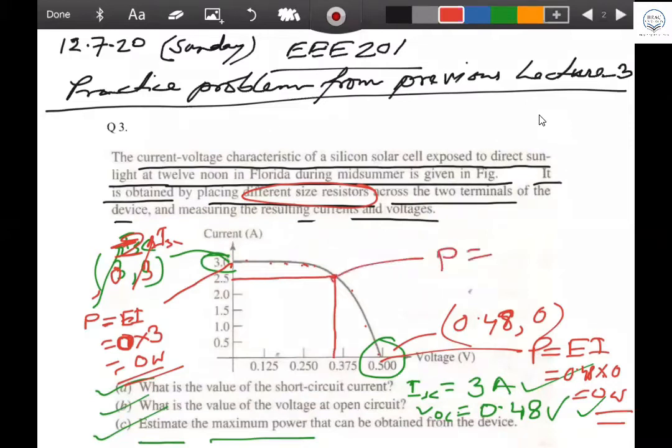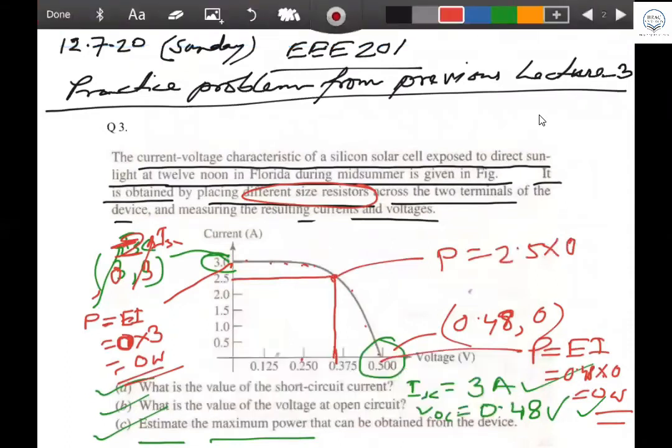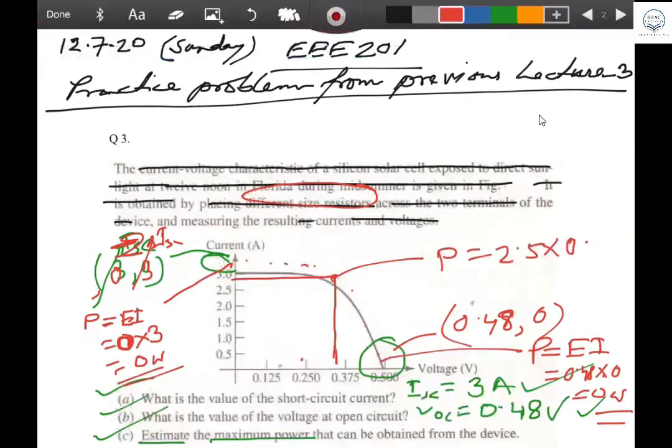Okay, so what is the power here? Let's say any value. This is 2.5, and multiplied by this one, we can say 0.3, or a little bit different. Okay, 0.35. Right. If it is 0.35, what is the value?